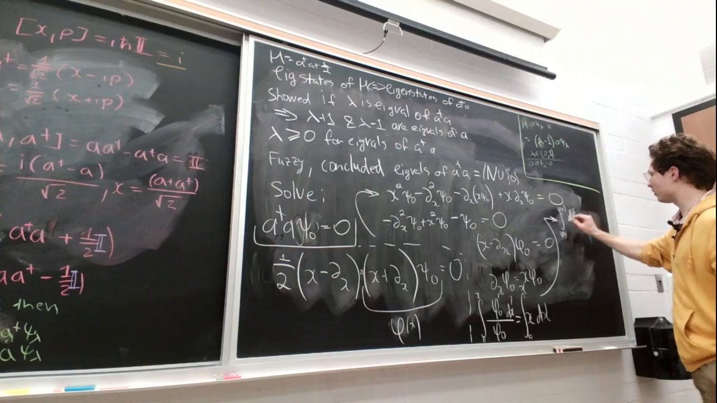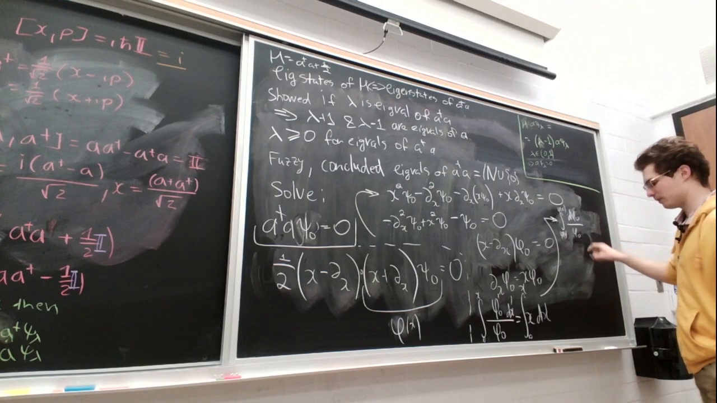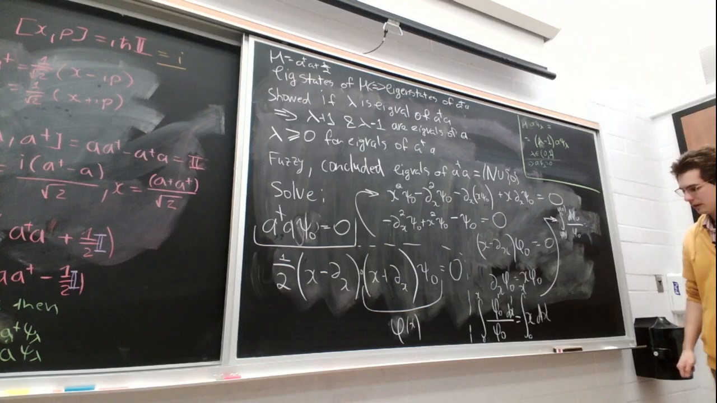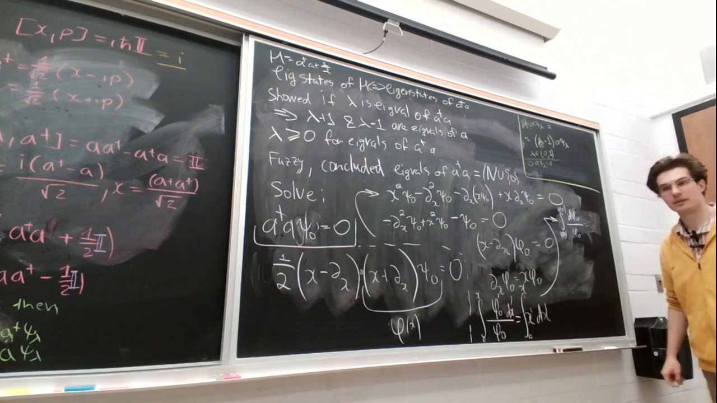dφ0 over φ0 has to equal, and then what's the integral from 0 to x of x prime dx prime? 1/2 x squared.